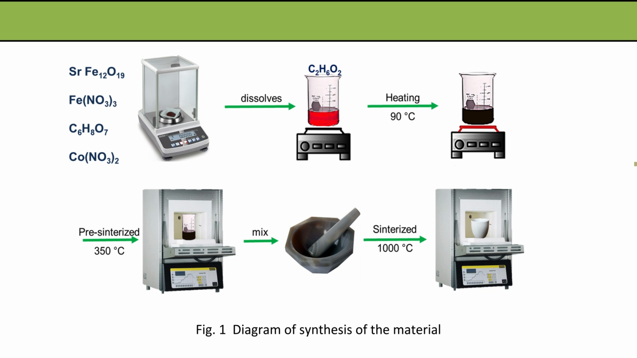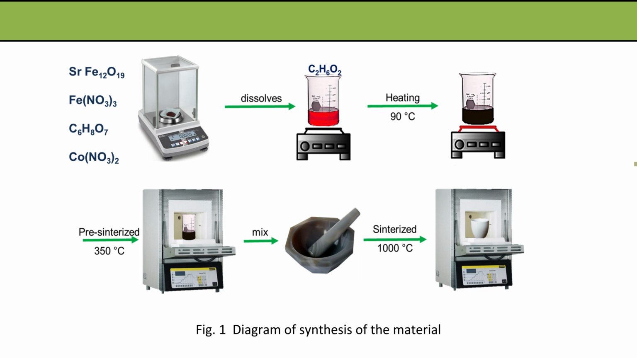The solution was heated to 90 degrees Celsius while stirring to promote the formation of the polymer resin, which was pre-calcined at 380 degrees Celsius for 30 minutes. The final product was sintered at 1000 degrees Celsius for 1 hour. For the synthesis of the composite strontium hexaferrite with cobalt ferrite, the sample was prepared by dissolving cobalt nitrate, iron nitrate, citric acid, and ethylene glycol. After complete dissolution, 1 gram of strontium hexaferrite powder was added, and the methodology mentioned above was followed.